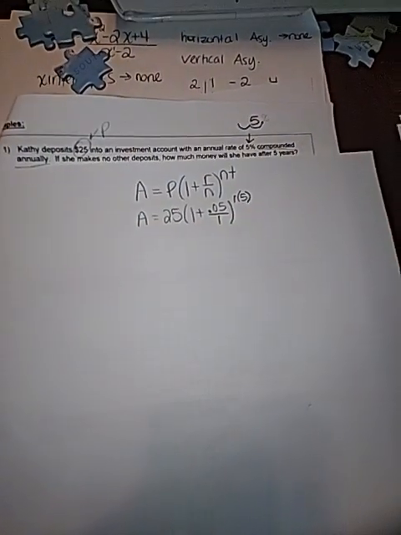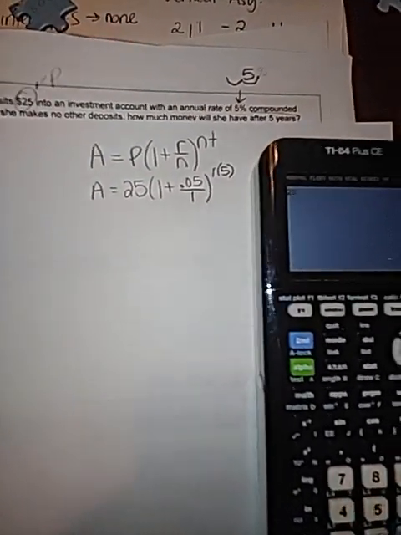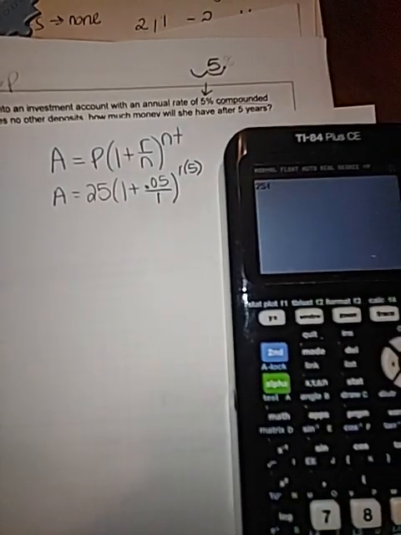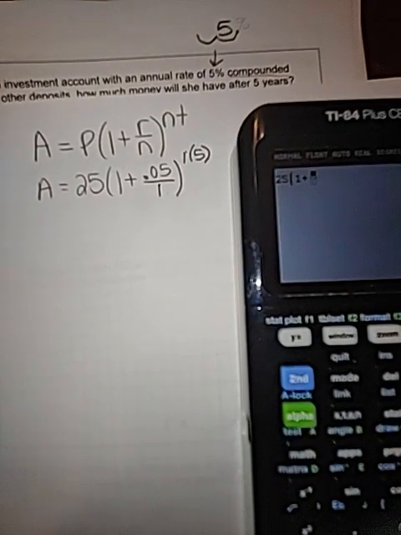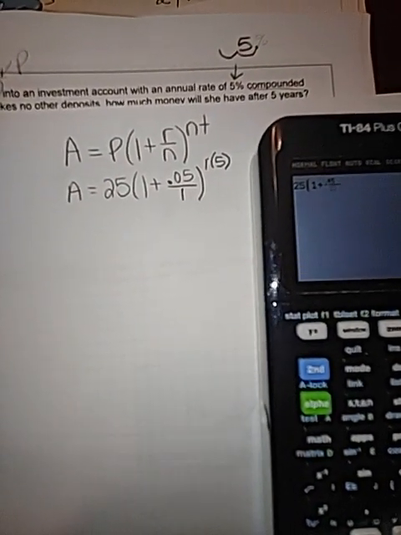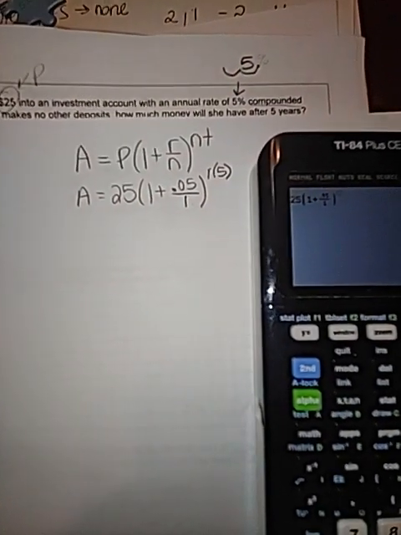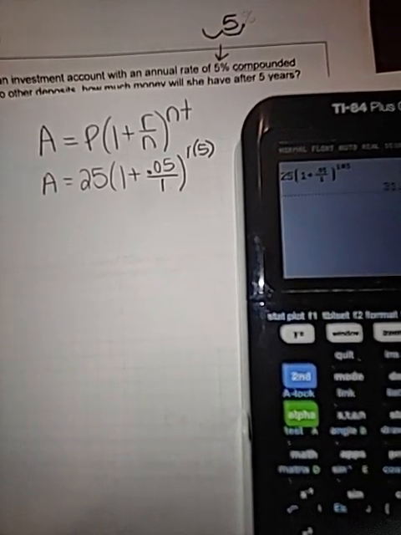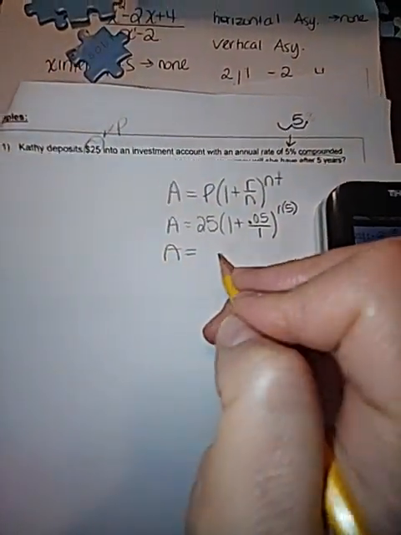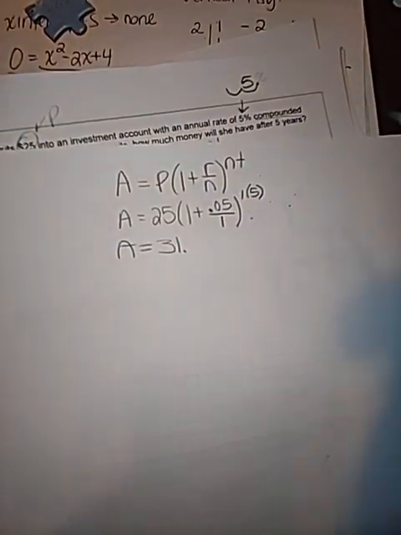So 5 goes here. All right, and then at this point, we're just going to use our calculator. So I'm going to write 25 times 1 plus, I'm going to use the alpha y equals button to make a fraction, 0.05 over 1, raised to the caret, 5 times 1, or just 5. Okay, so after 5 years, Kathy is going to have $31.92.